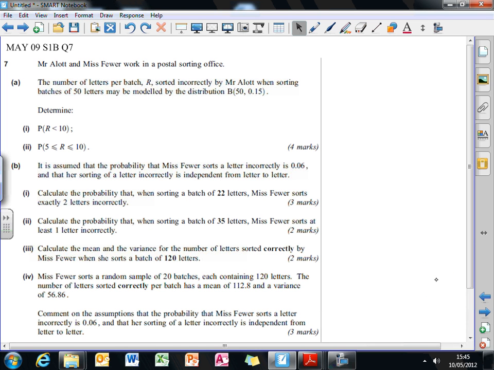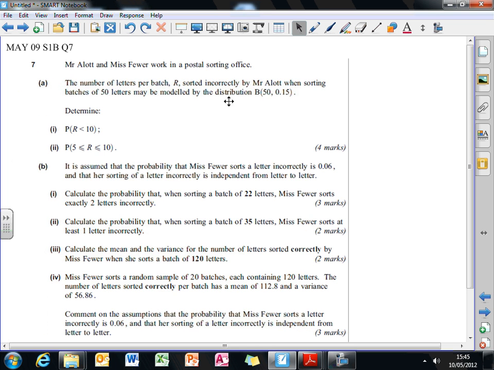Okay, so the last question, about time, May 2009, is a binomial question. You tell that from it being binomially distributed with n = 50 and p = 0.15. So for part (a)(i), it wants us to find the probability that r is less than 10.